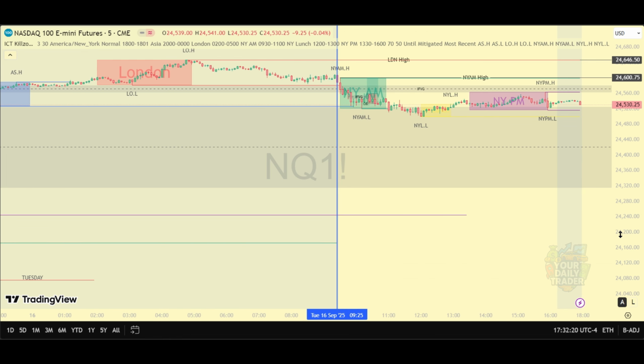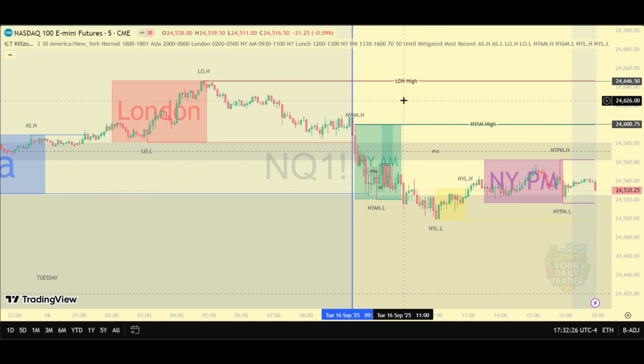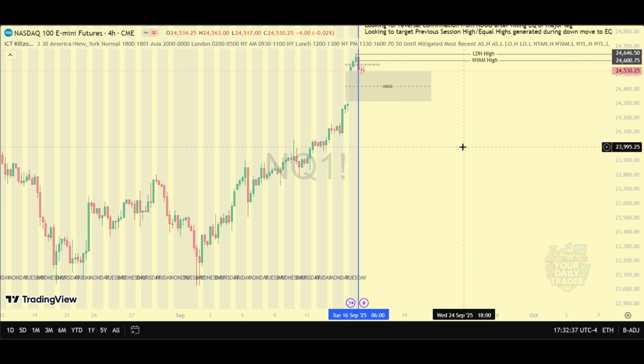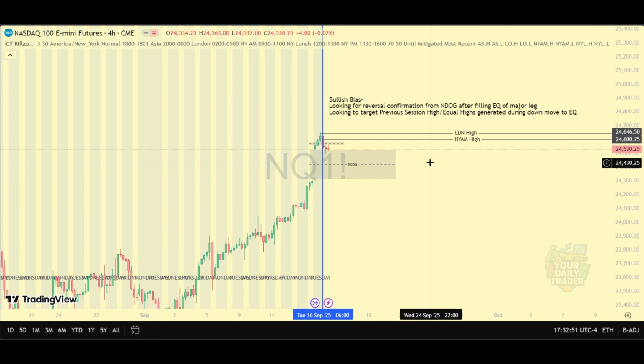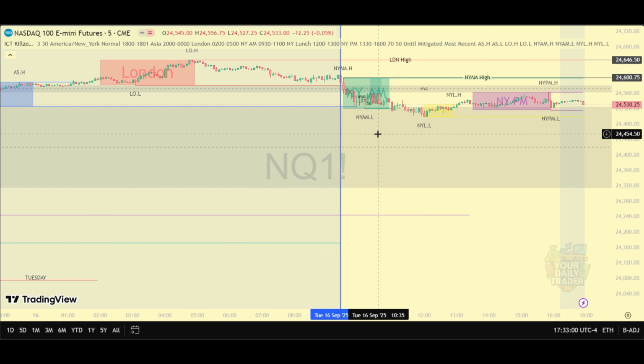So yeah, this is where we started. Obviously, my bias on the day was bullish due to respecting bullish PD arrays, disrespecting bearish. We also had the new day open gap, which I wanted to come down and be filled and then reverse off of, trading back up to previous session highs or equal highs generated during the move down. My bias did change, or my target even changed during the session state, and I'll show you why that was now.